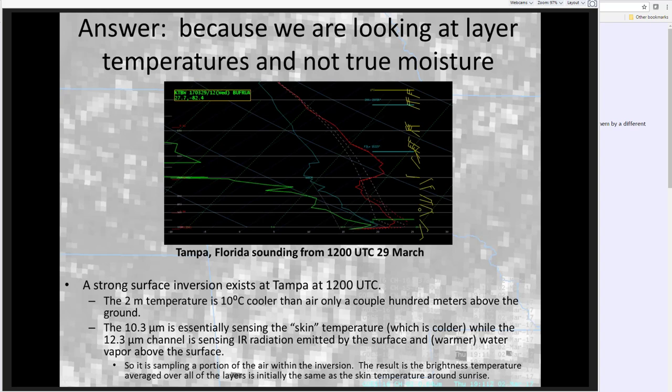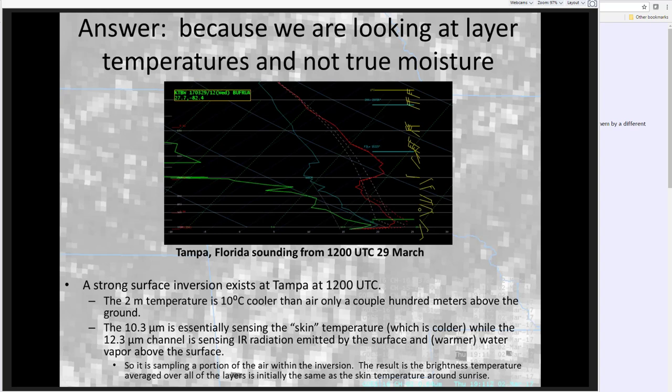But when you're looking at 12.3, it's looking at an average of both that skin temperature and also the temperature from where water vapor is reabsorbing it, and that can go all the way up to almost 700 millibars in this sounding. And in fact, if you look at the sounding, you can see that temperatures up to about 860 millibars are warmer than the surface temperature.